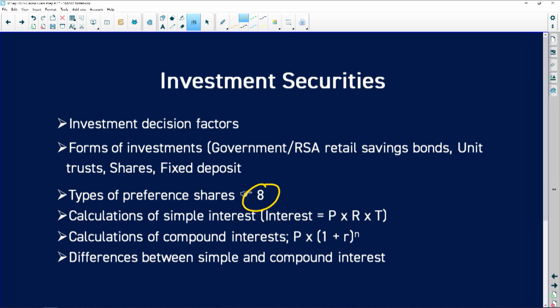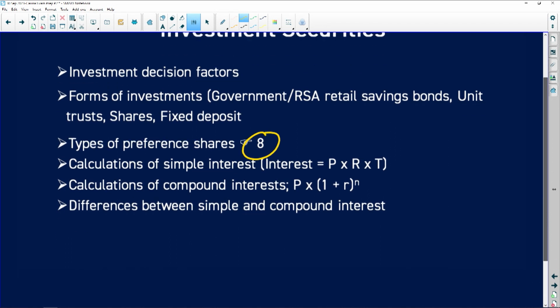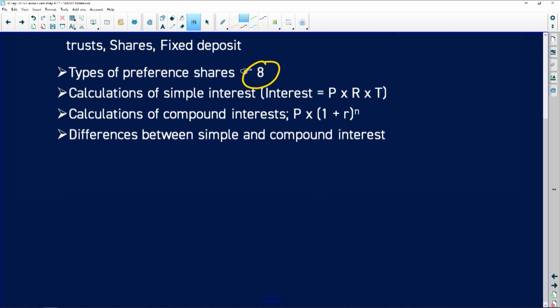Then the other question is the calculations of simple interest and the calculations of compound interest, and then the differences between simple and compound interest. All of this I need to discuss with you a little bit and show you a little example of what the difference is. So now remember, in this chapter, we're talking about investment. You have a sum of money which you want to invest somewhere, and you want to let that money grow. You want to earn interest. You want to earn a profit.